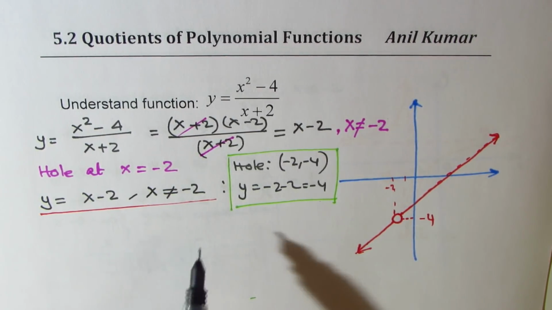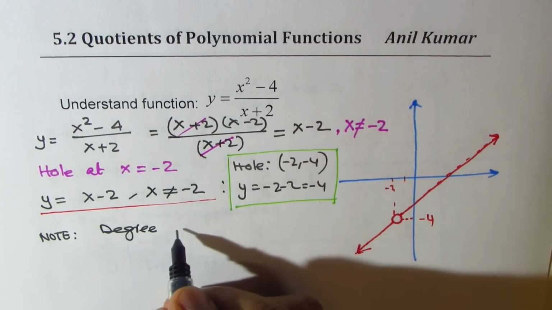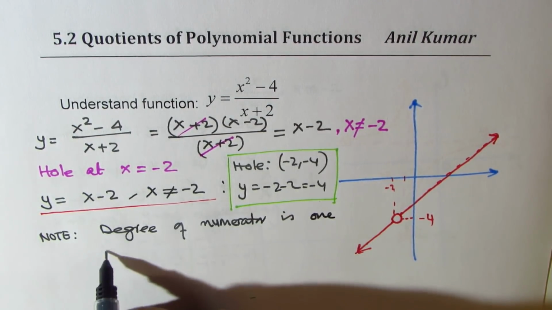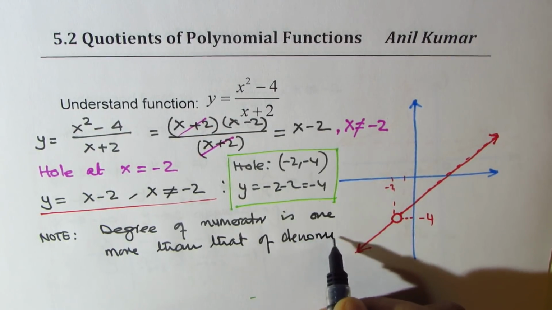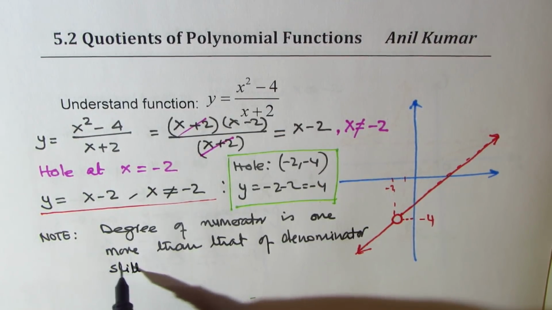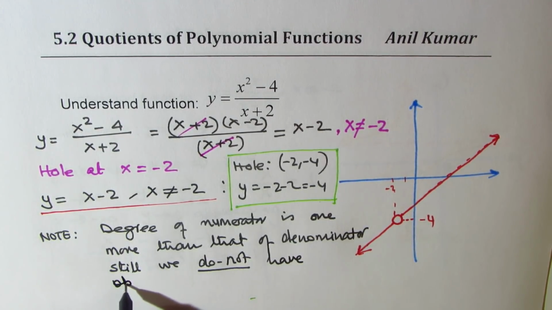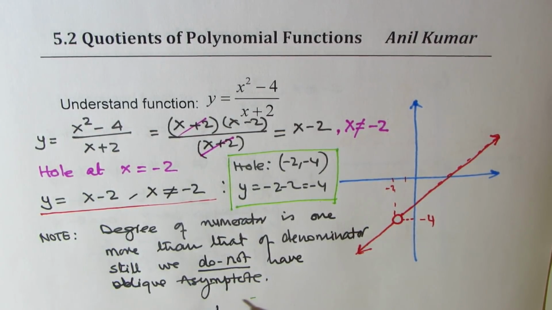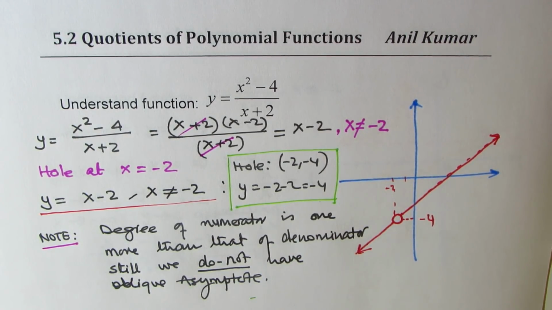Now it is important to note a very important thing which we learn: the degree of numerator is 1 more than that of the denominator, right? Still, we do not have an oblique asymptote. So this is very important to note. You may have an oblique asymptote if the degree of numerator is 1 higher, right? But these are exceptions. You have a hole here, right? So in this case, you will not have one.